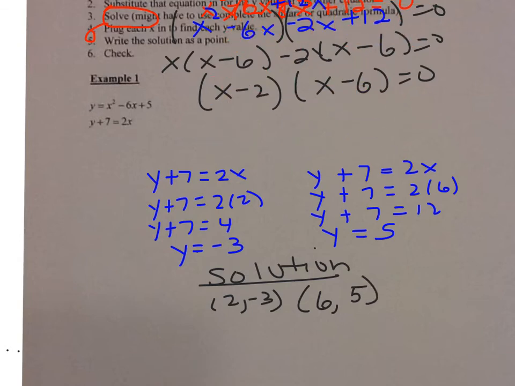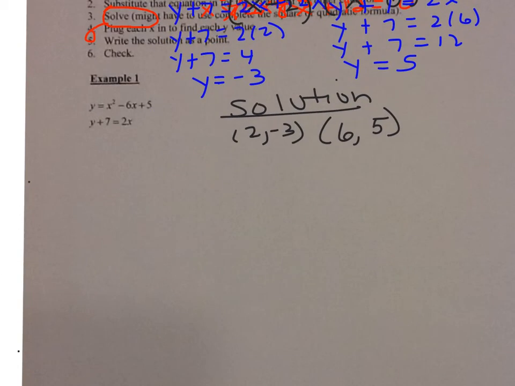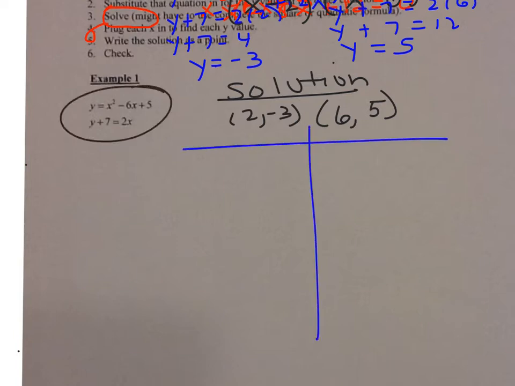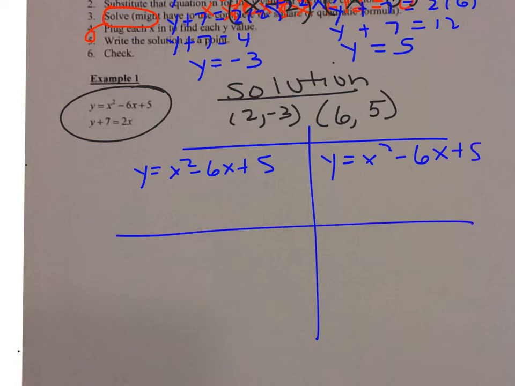All right, and the last thing you're going to do is check. So you have two solutions and you have two equations to check. So that means you're going to have 4 checks. You're going to take each equation, y equals x squared minus 6x plus 5, and do that for both solutions, both points. And you're going to do the same thing for y plus 7 equals 2x.